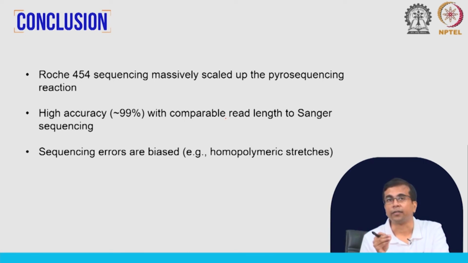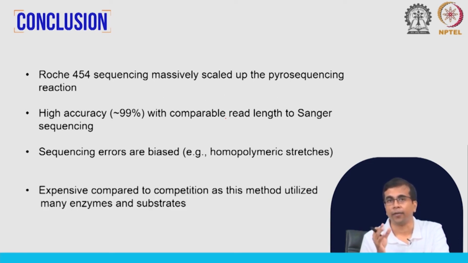We have also seen that these sequencing errors are biased. There are homopolymeric stretches where this method does not perform that well and you get a higher error rate. We have also mentioned it is more expensive compared to the competition, and that is why this method was stopped. Nevertheless, it had a huge impact. It allowed researchers to do a lot of fantastic work, and even today you will see a lot of data in databases. In case you analyze this data, you need to keep these drawbacks in mind. Especially if you are looking at homopolymeric stretches, you need to be very careful with the analysis.